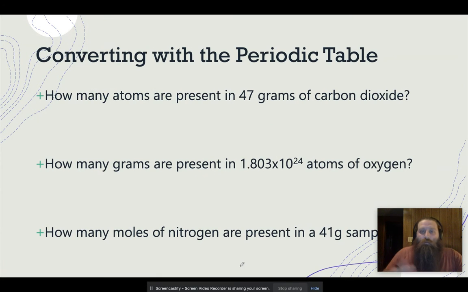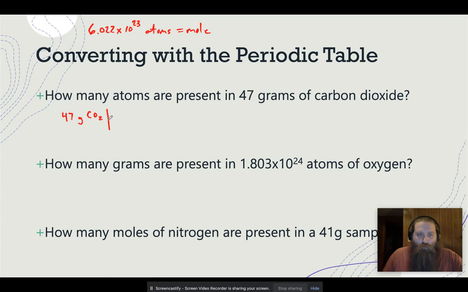Okay? Now let's do some conversions that involve the periodic table. Okay, so the first one says, how many atoms are present in 47 grams of carbon dioxide? Well, if I'm going to convert grams and atoms and moles, I'm going to need Avogadro's number. So we're just going to write that up here. 6.022 times 10 to the 23rd atoms or molecules or anything equals a mole. So I'm going to write my given, 47 grams CO2. And I'm going to set up a factor label conversion, grams of CO2.